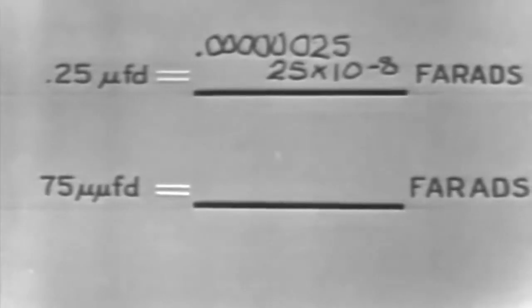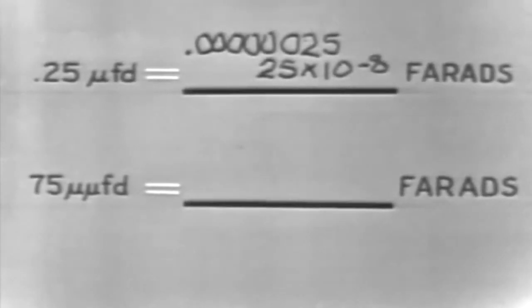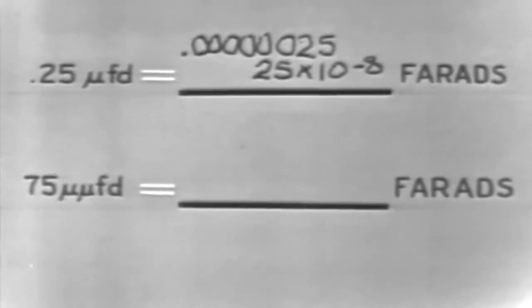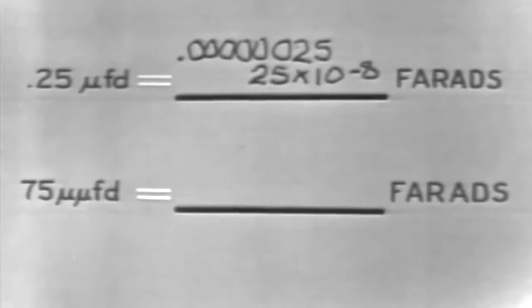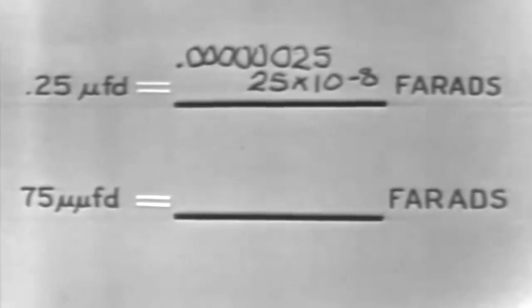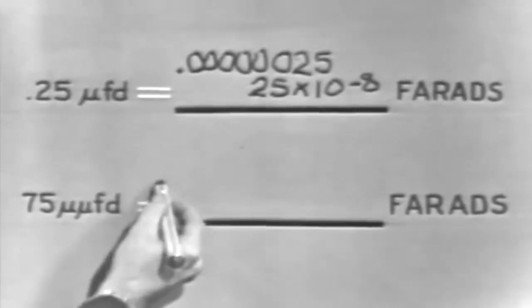All you need to do is count the number of places to the right of the decimal point and write the value as I did, using the number of places as the minus power of 10. Now, in this one, we must move the decimal point 12 places to the left because it's in micro-microfarads. You can write it the hard way like this.